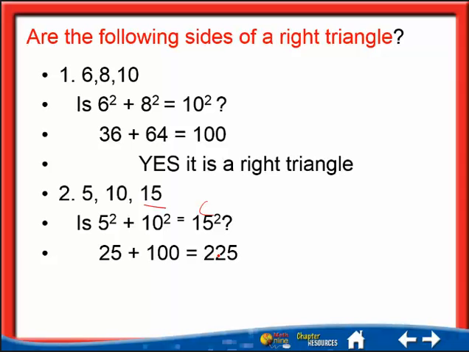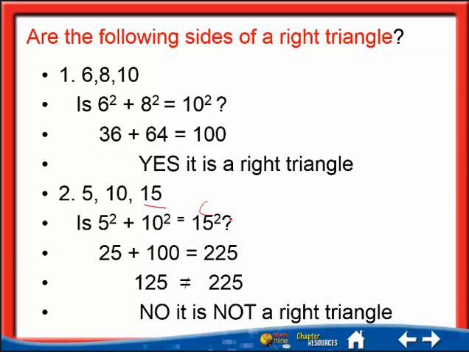What is 25 plus 100? Does 25 plus 100, 125, equal 225? No, it does not. That is not a true statement, therefore it is not a right triangle. Well, if it's not a right triangle, what is it? It has to be either obtuse or acute.